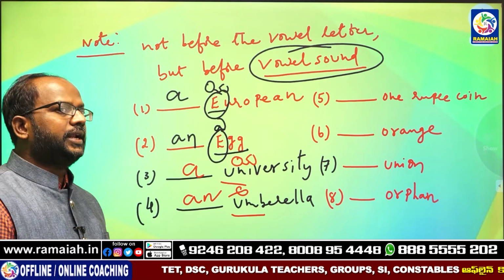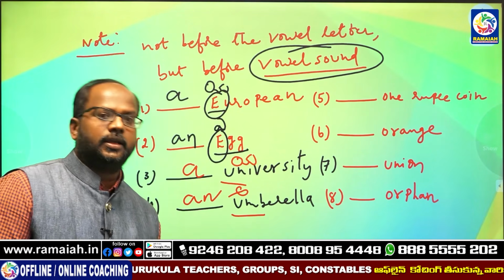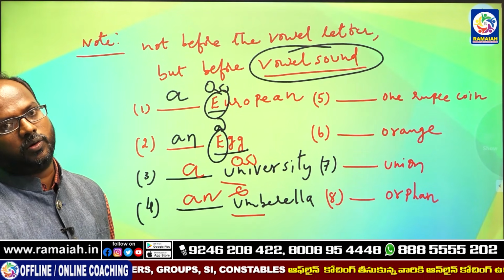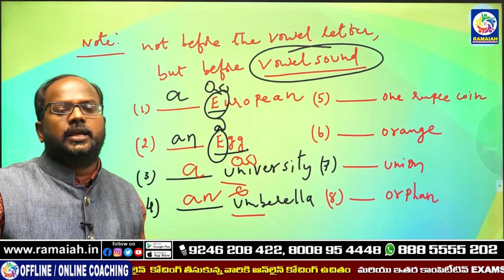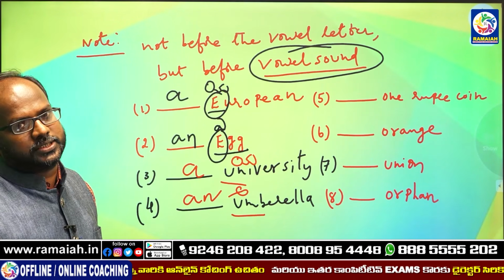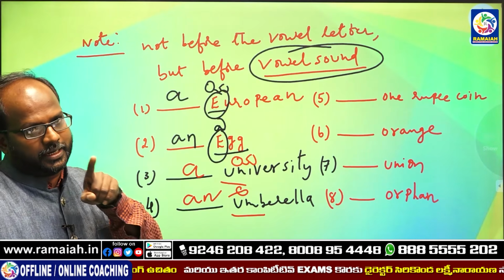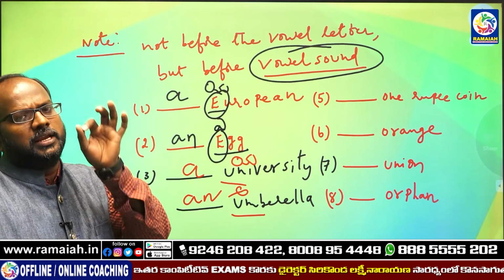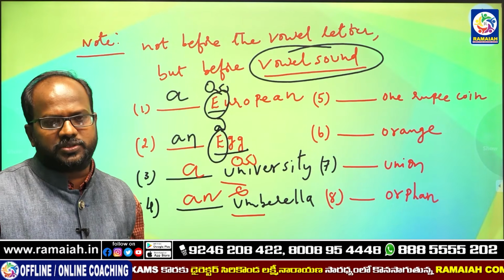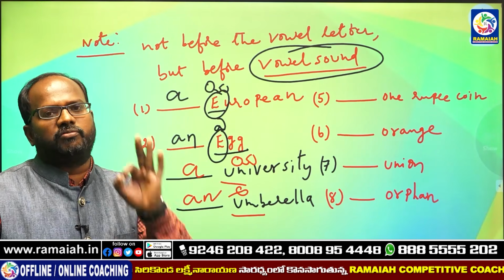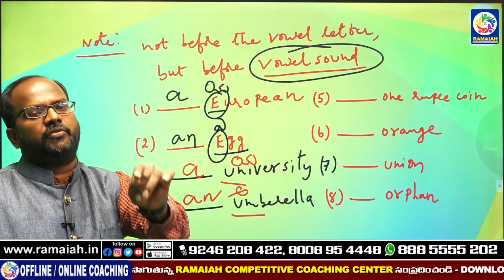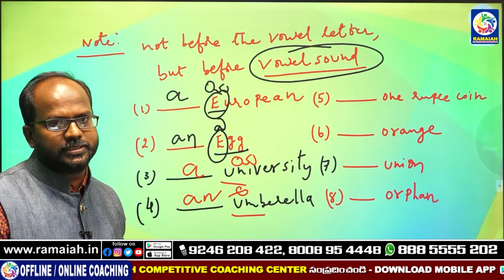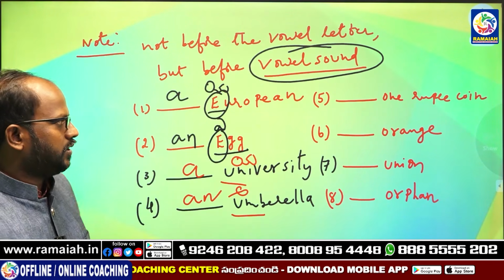Though it is a consonant letter, if it gives the vowel sound, an is used. Though it is a vowel letter, if it gives the consonant sound, go for article a. Yes, a before consonant sounds and an before vowel sounds. A single sentence: a before consonant sounds and an before vowel sounds.